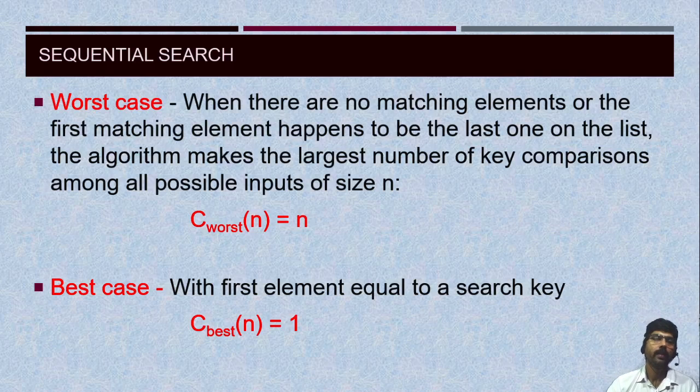Next one is the worst case, best case, and average case for the sequential search algorithm.